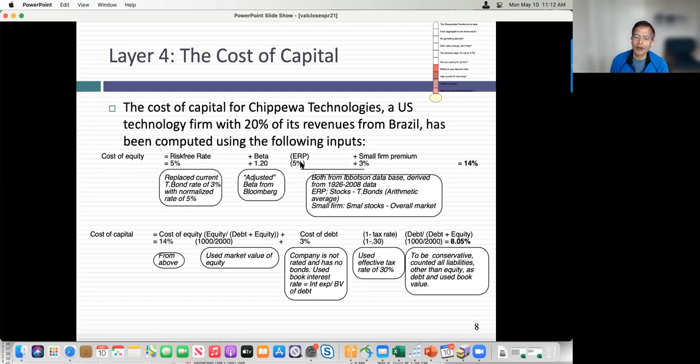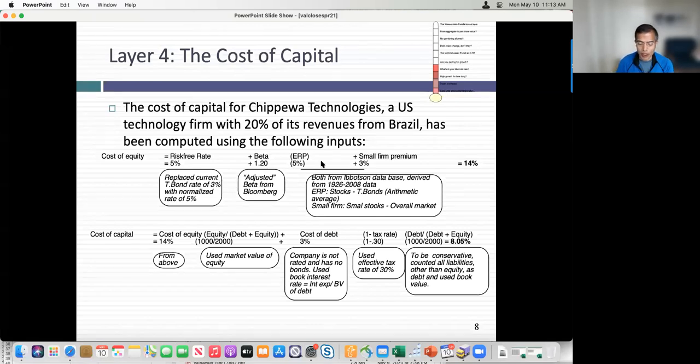I start with the risk-free rate, but instead of using today's risk-free rate, I decide to normalize it. You know why I do it? Because rates today look too low. So I'm replacing it with an average rate over the last 20 years of 5%. For the beta, I went to Bloomberg. After all, it's right there on my desk. I look up the adjusted beta from Bloomberg of 1.20.